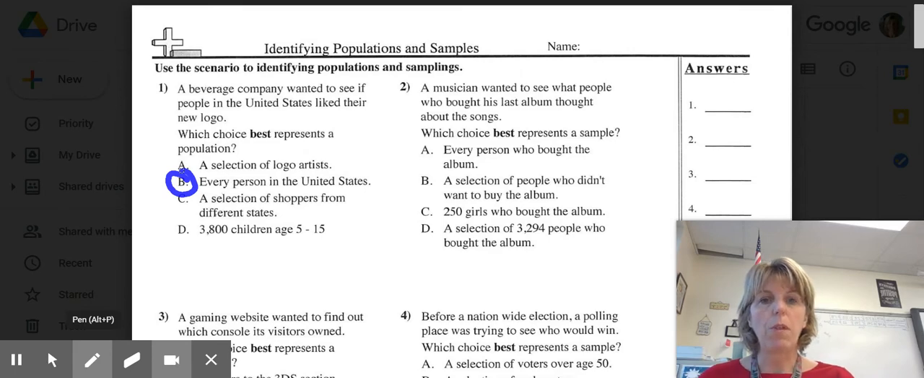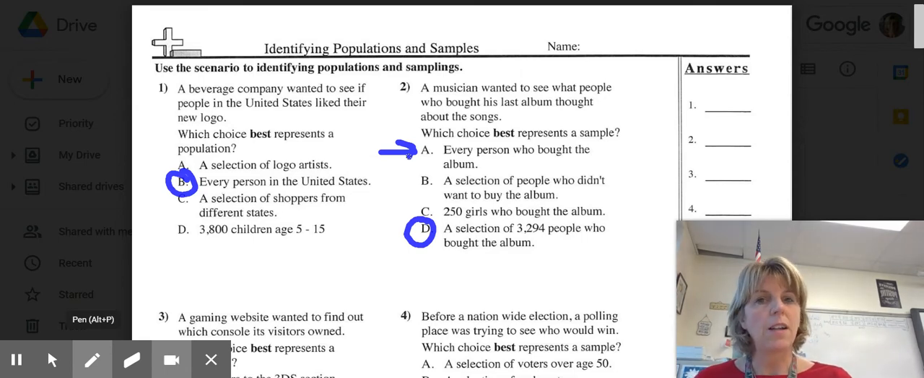If we want to know what people thought about his album, we wouldn't ask every single person who bought the album, right? So we would do a selection of the people. So the answer would be D. The population would be everyone who bought the album, and a sample would be D.